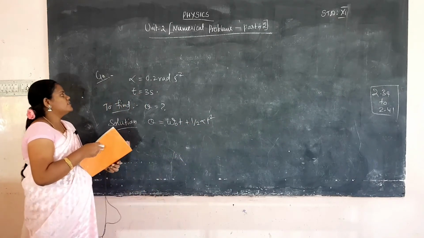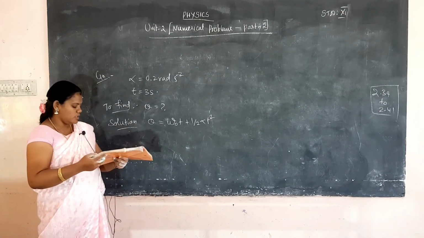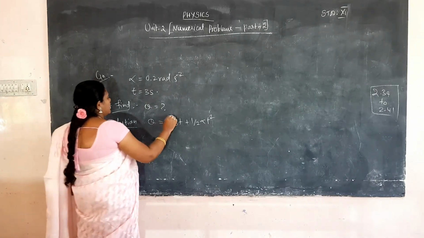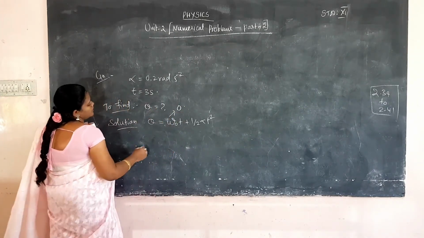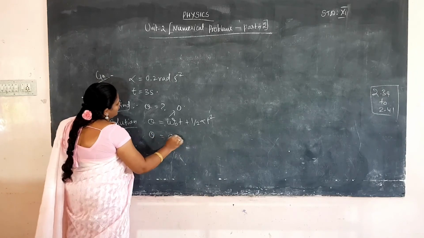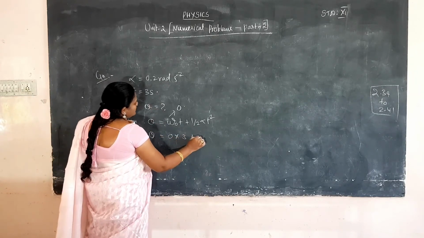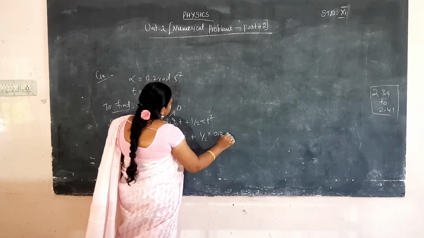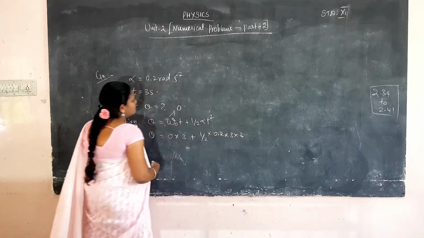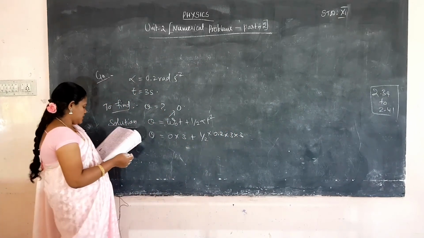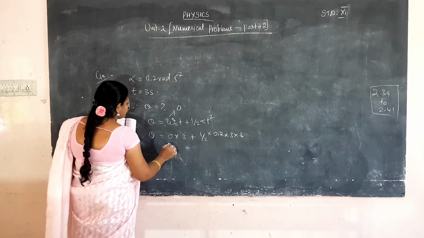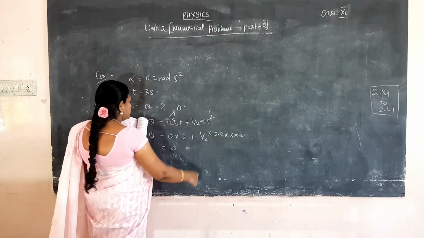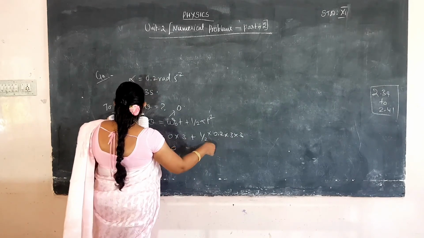So substitute the t value, the alpha value, and the omega naught. Omega naught is always taken as 0, because the initial velocity will be equal to 0. So 0 into time 3 seconds plus half into alpha value 0.2 into 3 into 3. Okay, the first term is 0 and the second term is 0.2 into 3 into 3.